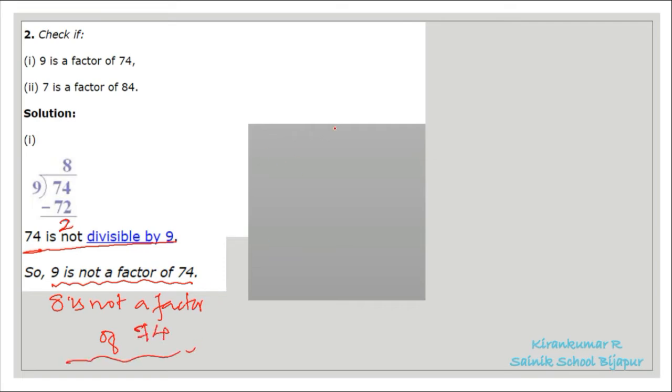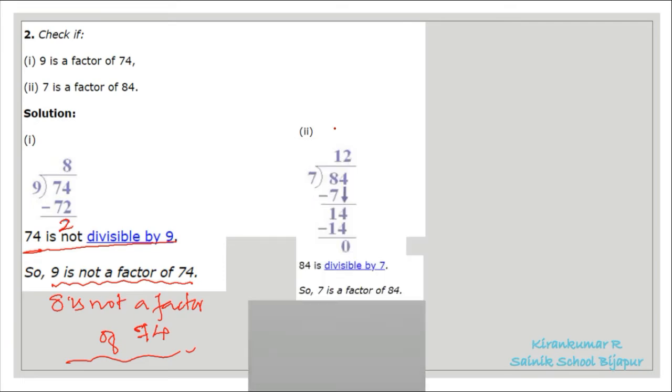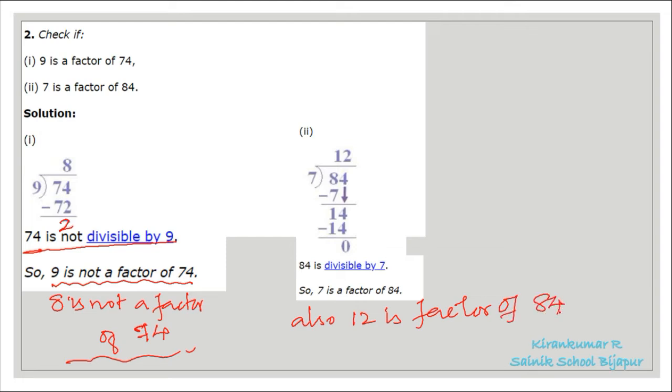Alright, let me solve one more. The second one: when 7 divides 84, it goes exactly 12 times. So 7 is a factor of 84. I can also say that 12 is a factor of 84.